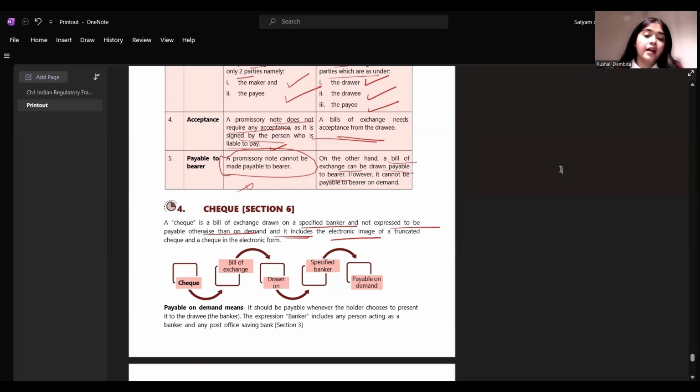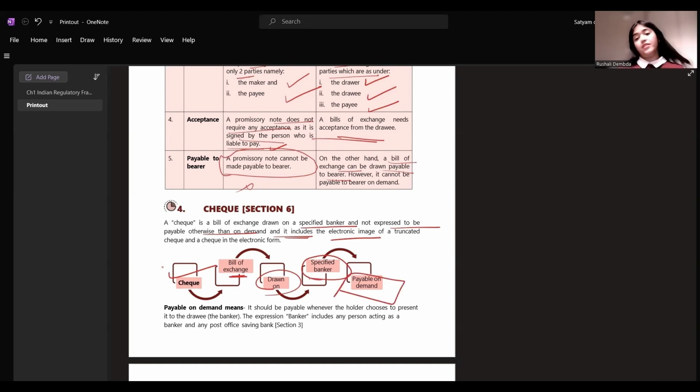Now, a check is a bill of exchange drawn on a specified banker and not expressed to be payable otherwise than on demand, and it includes the electronic image of a truncated check. So what we saw is an electronic image of a truncated check and a check in electronic form. There can be checks in electronic forms also. Okay, now a check is more or less a bill of exchange drawn on a specified banker payable on demand.